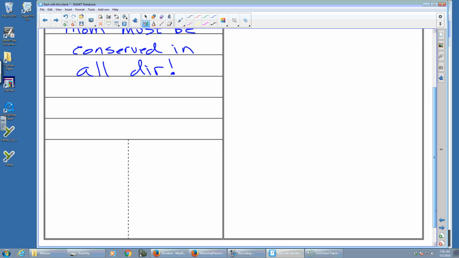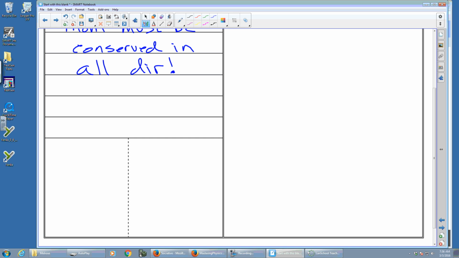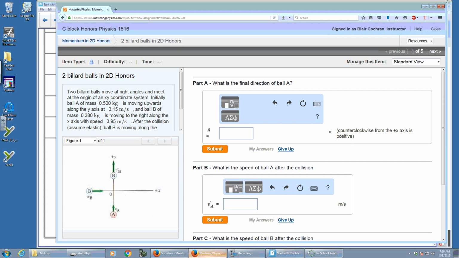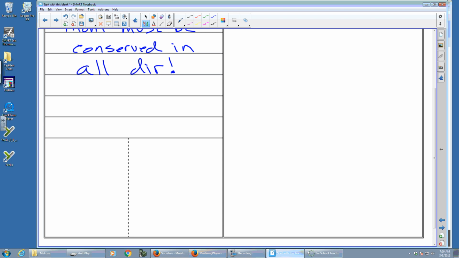And then I'm going to do my diagram so that I have before and after. Let me just remind myself which way things are going. B was that way, A was that way. Okay. Remember, these are momentum vectors, not velocity vectors. But what relationship does the momentum vector have to the velocity vector? Must be in the same direction.